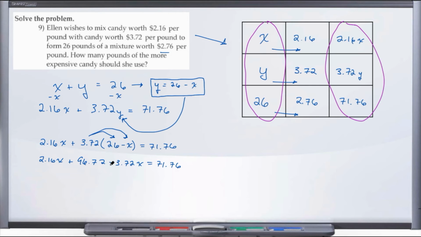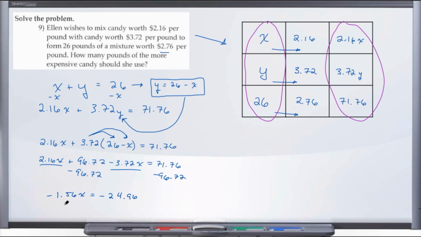All right, so now I see that we can combine some like terms. So we have a like term there and there. So let's go ahead and combine that. At the same time, we can subtract this 96.72 from both sides. All right, so let's see. So 2.16x minus 3.72x is going to give us a negative 1.56x. And then 71.76 minus 96.72 is going to give us a negative 24.96.